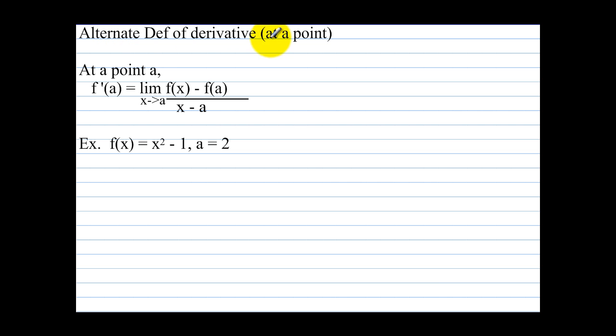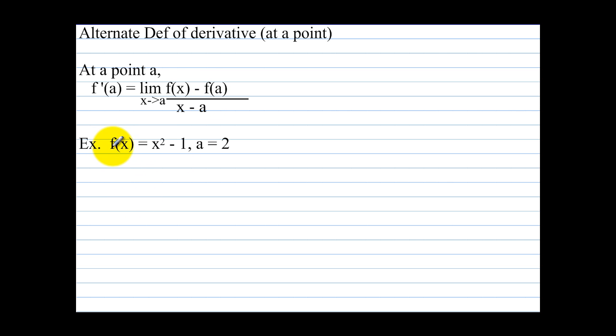Alternate definition of derivative, and this is at a point. At a point a, you can find the derivative by taking the limit as x approaches a. Notice it's not h approaches 0 down here anymore. It's the limit as x approaches a of f of x minus f of a over x minus a.